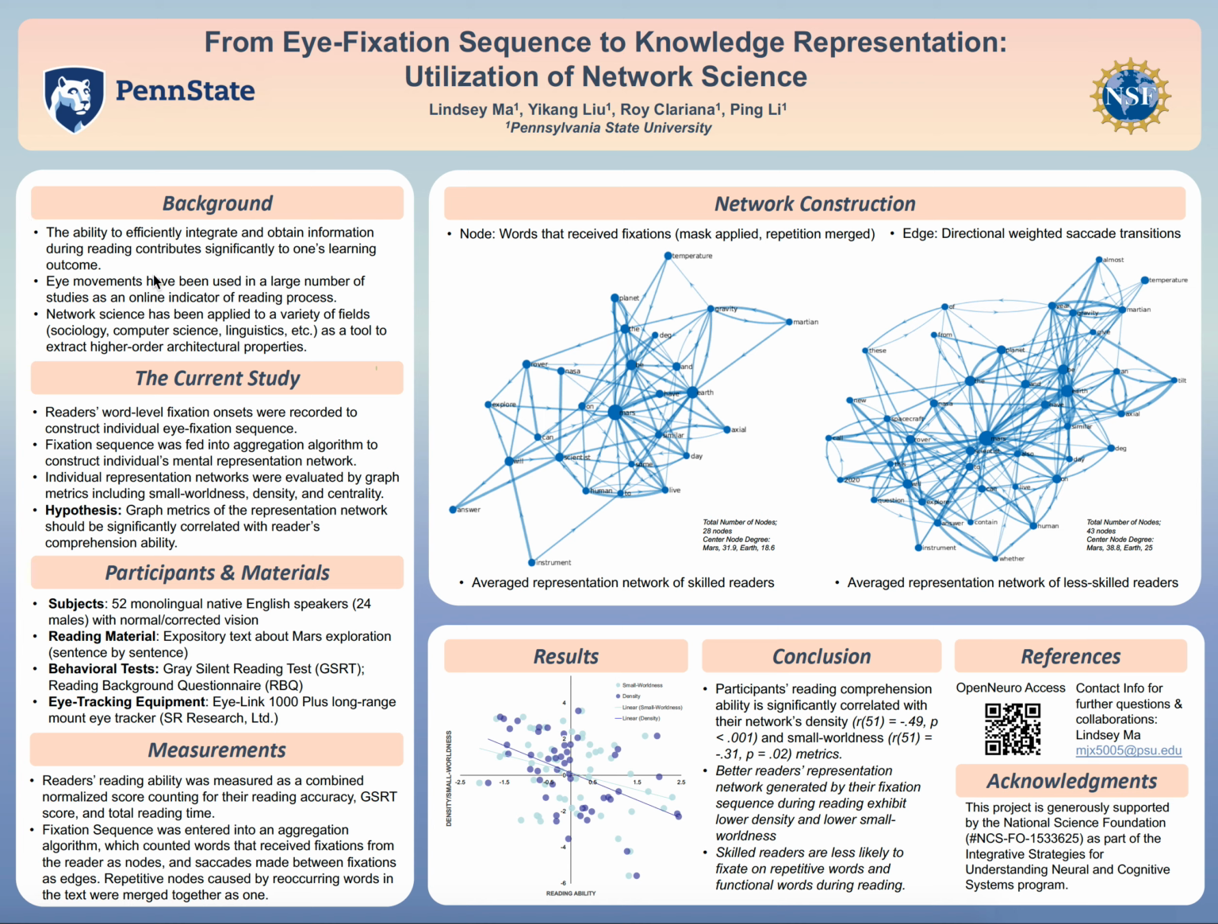One is eye tracking, the other one is network science. This is because eye movements have been used a lot in reading comprehension studies as an online indicator of people's reading process. In this study, we not only want to look at people's comprehension results, but we also want to have a sense of the trajectory of their information processing process. So this is why we chose eye tracking technique.